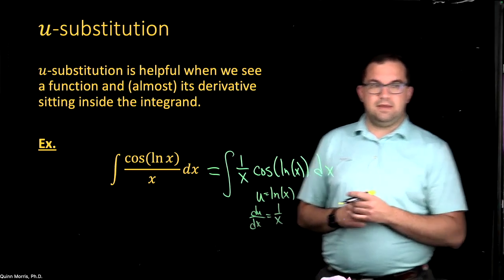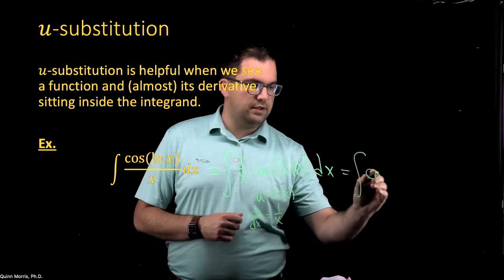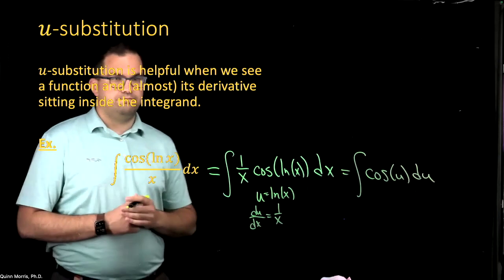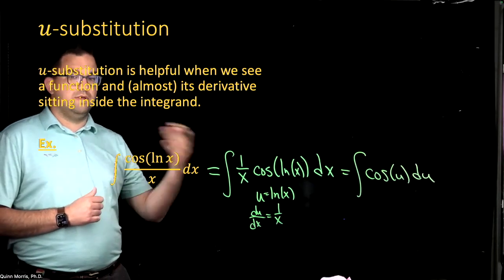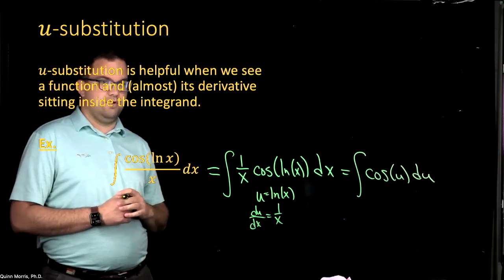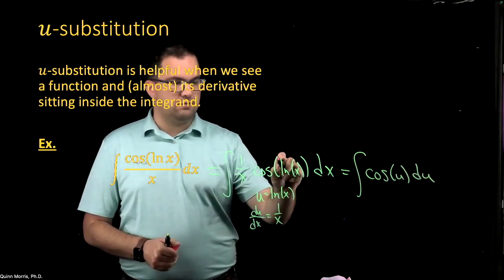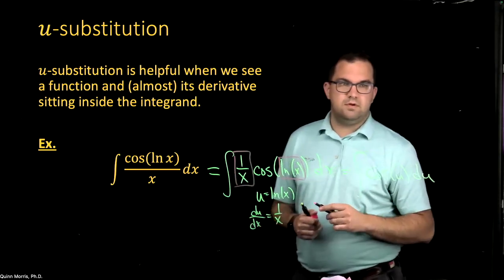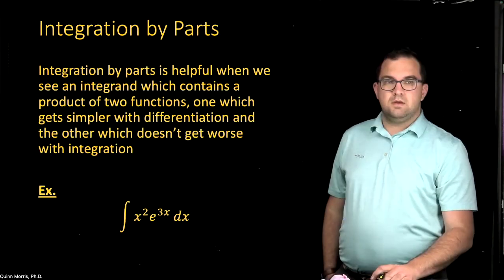And I could then make the u substitution, which should transform this integral into the integral of cosine of u du. From there, you can find the antiderivative in terms of u and then substitute back in for the original variable. So again, in this case, u substitution was very helpful because I was able to identify a function and its derivative sitting inside my integrand in an appropriate way.